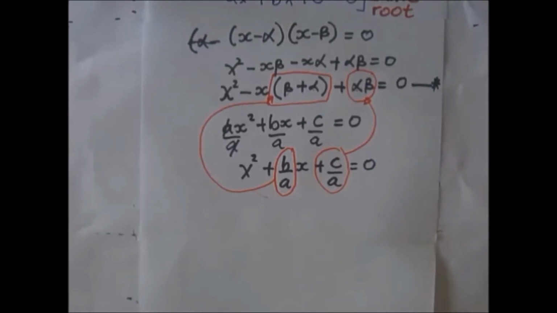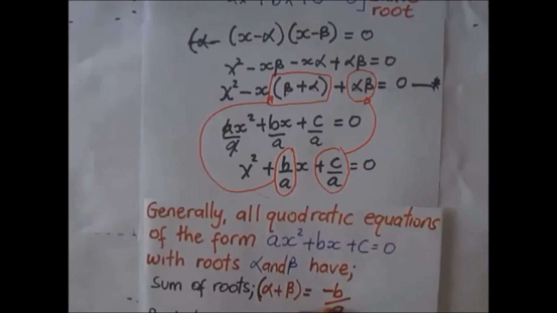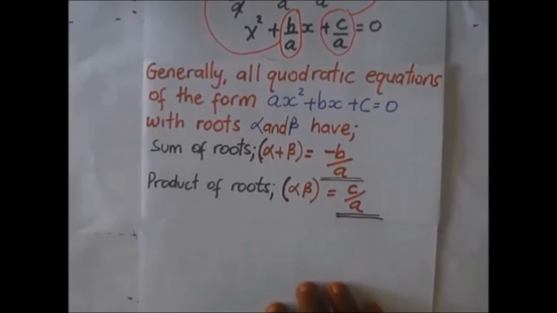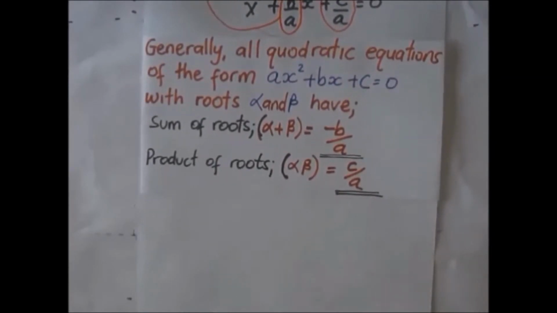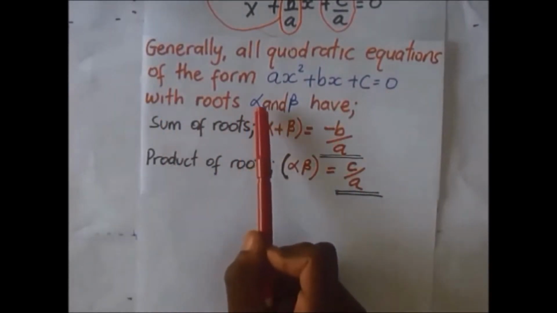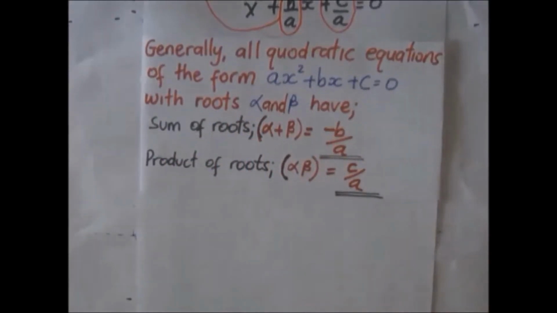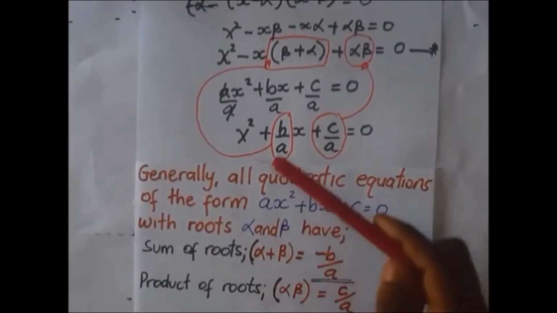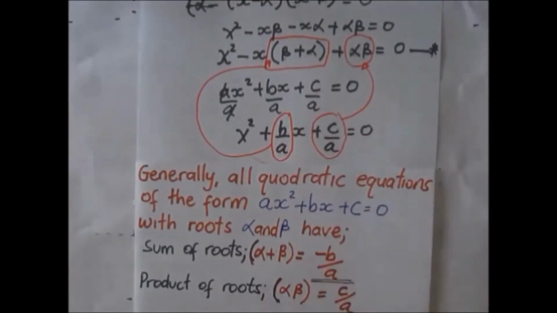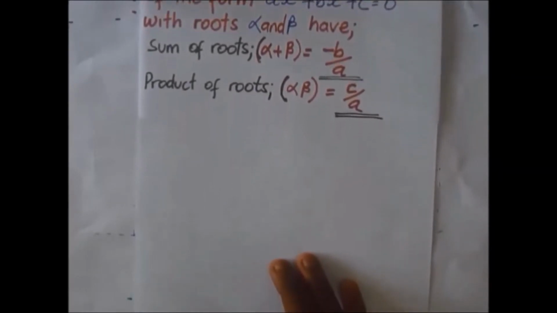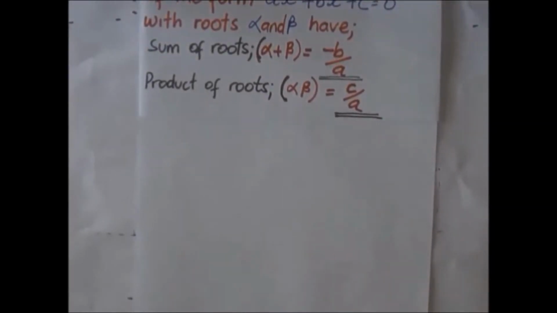So it is against that background that we shall come up with this conclusion for all quadratic equations. Generally, all quadratic equations of the form ax squared plus bx plus c is equal to 0 with roots alpha and beta have the sum of the roots, alpha plus beta, being equal to negative b over a, and the product, alpha beta, being c over a. As simple as that. So now let's try some examples to that effect.